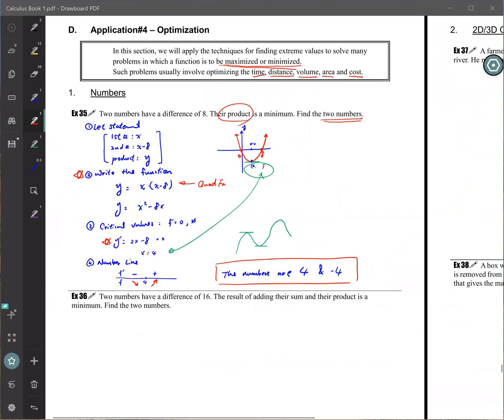Okay, so Jesse asked, how is it 4 and negative 4? Can someone explain that? Joan, why is it 4 and negative 4? Because in the let statement, we said the first number is x and we found x was 4. So then for the second number, since the two numbers have a difference of 8, we just minus 8 from the 4. Okay, thank you, Joan. Does that explain, Jesse? Does that answer your question? Okay, yes, he said yes. Okay, and he said thanks.